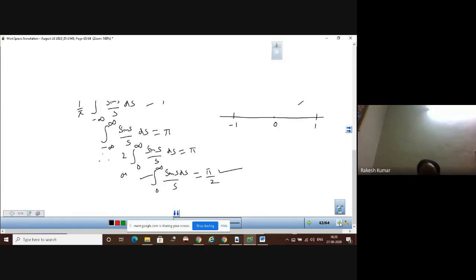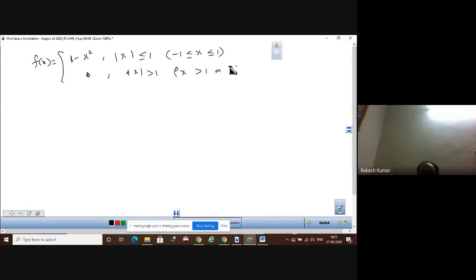So one more question we have: find the Fourier transform of f of x, that is 1 minus x square for |x| less than 1, and 0 otherwise. The value, first one is for this interval, and the value second one is for this interval. Earlier we have stated the interval is like this. This is the same case, x is greater than 1 or x is less than minus 1. This is the meaning of this.